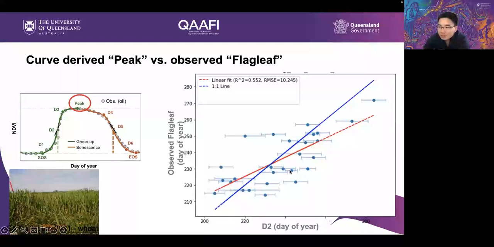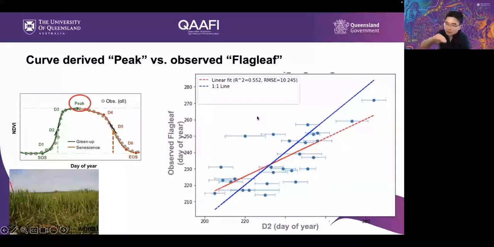With some scattered data points, but with this R square of 0.55, I think this analysis shows that over half of the variations in the observed flag leaf timing can be explained by the NDVI peak. And the root mean square error of about 10 days was still significant. This can still indicate a strong predictive capability of the remote sensing method.